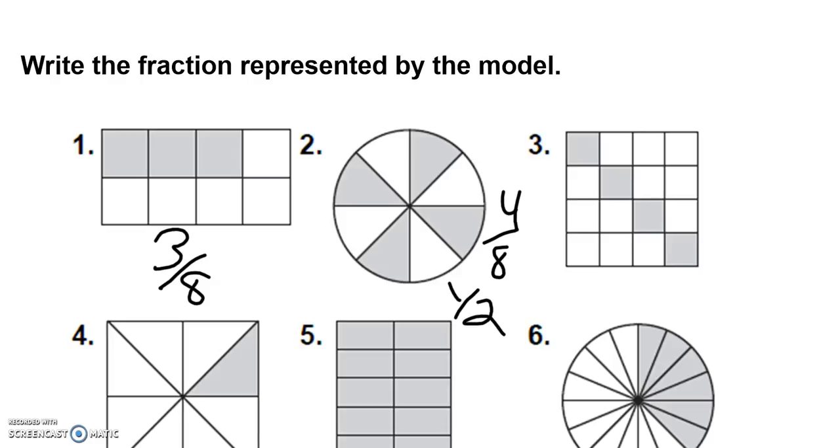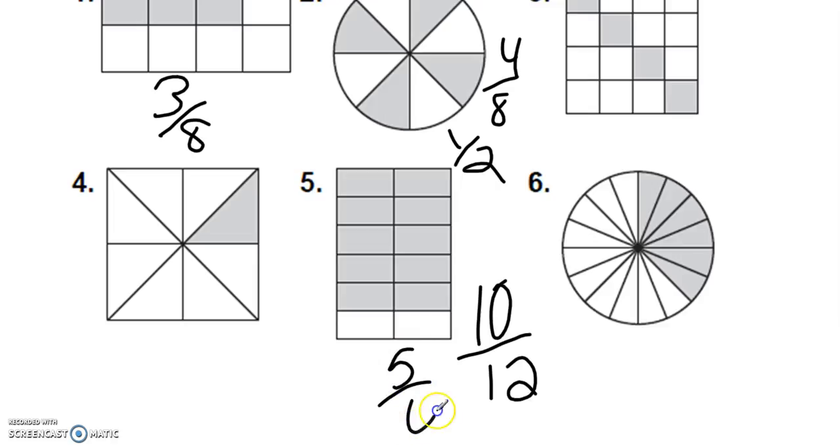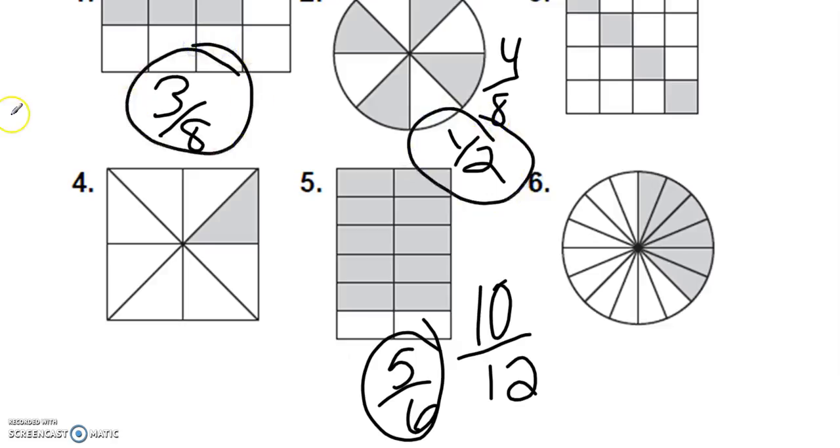And then let me just do another random one. This one is 1, 2, 3, 4, 5, 6, 12 different things, and it looks like 10 of them are shaded. So that's 10 over 12, and we can reduce that to 5/6, okay? So you don't even have to do the other ones if you don't want to, if you get it.